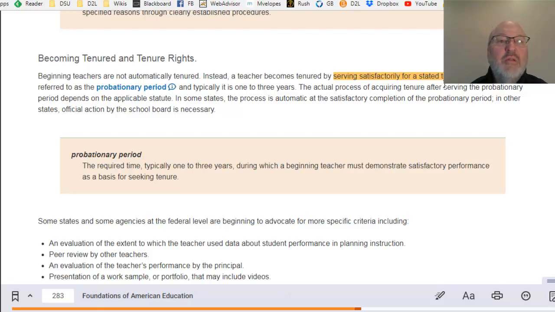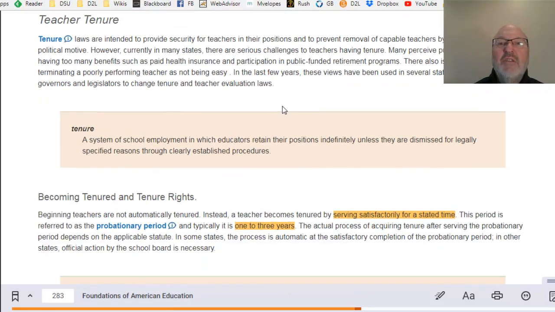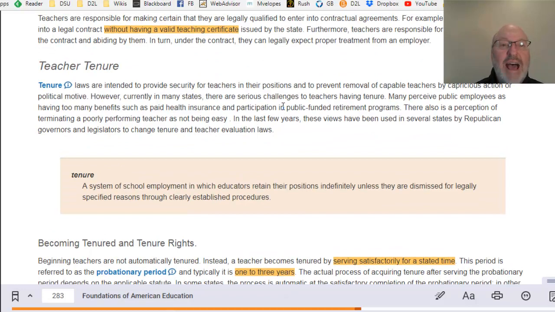This period is referred to as a probationary period, and it's typically 1 to 3 years. In some states in 1 year you're tenured. In some it's three. I think in South Dakota it's three. The actual process of acquiring tenure by serving a probationary period depends on the applicable statute. The process is automatic at the satisfactory completion, as it is in South Dakota. If you got offered your contract for your fourth year, you're automatically tenured. Okay. And what does that mean? It's now they have to have due process to not offer you another contract.